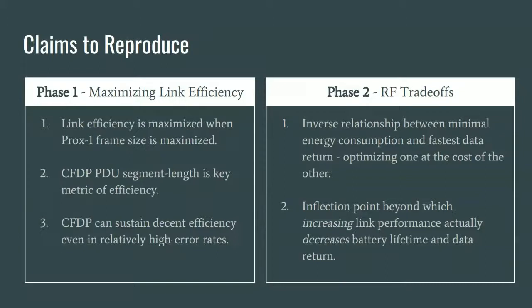The second key claim, and I thought this was particularly interesting, is that there's an inflection point beyond which increasing link performance decreases battery lifetime, meaning that there's a point beyond, let's measure it by a certain bit error rate, where if you devote resources to improving the performance of the link, not only do you get diminishing returns, but you actually get negative returns, and there's some kind of benefit for throttling that back and accepting a higher dropped frame rate or bit rate, basically.